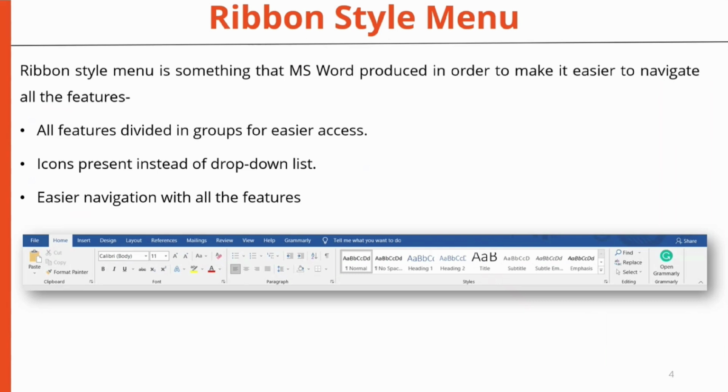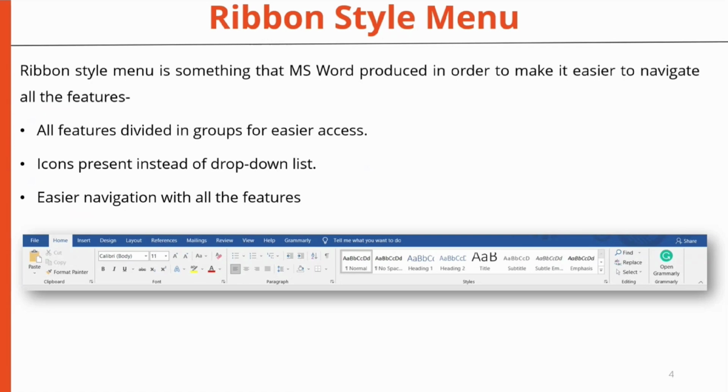So what is the ribbon style menu? The ribbon style menu is something that MS Word has produced in order to make it easier to navigate all the features, right? When you are using Microsoft Word, there are a number of features and functions available to make your work easy so that you can complete your task in time. Sometimes you have to look for these features because there are so many integrated. But Microsoft Word has actually made your life simpler in that way. All the features are divided in groups for easier access.